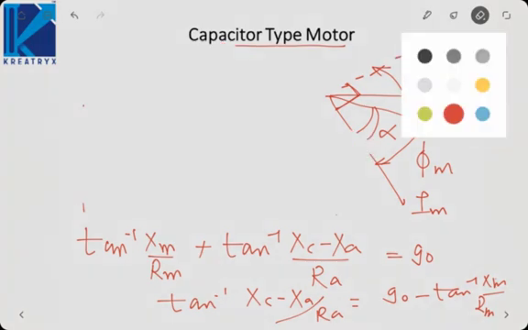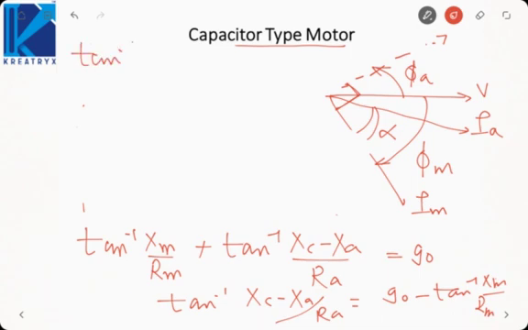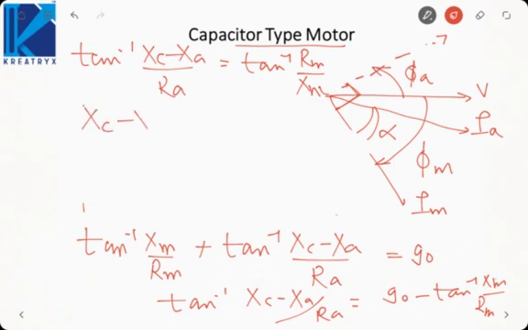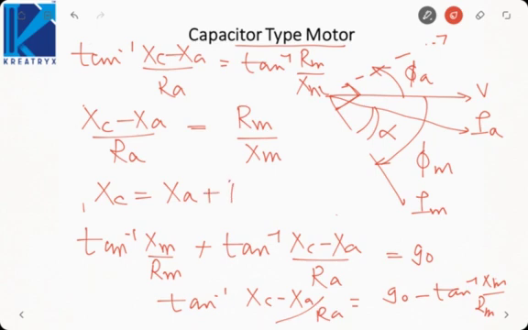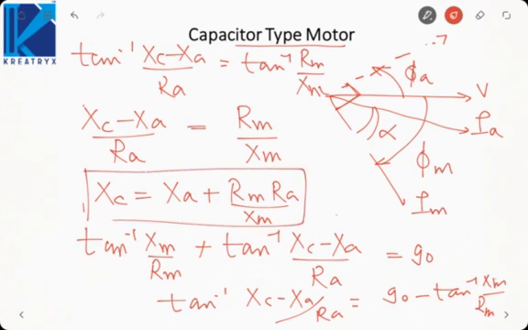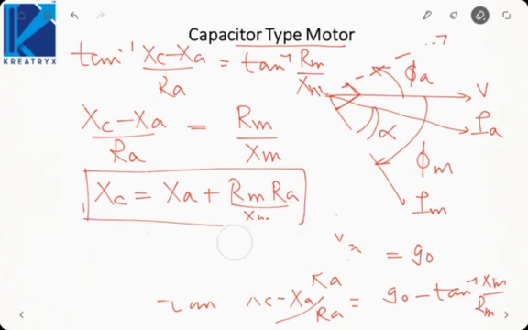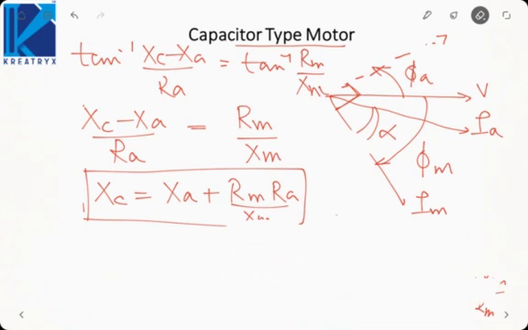So 90 minus tan inverse Xm by Rm will be, tan inverse Xc minus Xa by Ra will become tan inverse Rm by Xm, because tan of 90 minus theta is cot theta, and cot theta is reciprocal of tan theta. That means Xc minus Xa by Ra will be equal to Rm by Xm, or we can say Xc will be equal to Xa plus Rm Ra by Xm. Once we find the value of Xc, we can find out the value of capacitance. How can we determine the value of capacitance? Capacitance will be 1 by omega Xc.